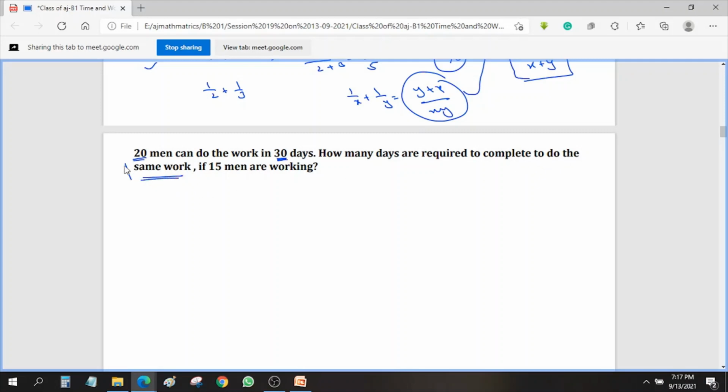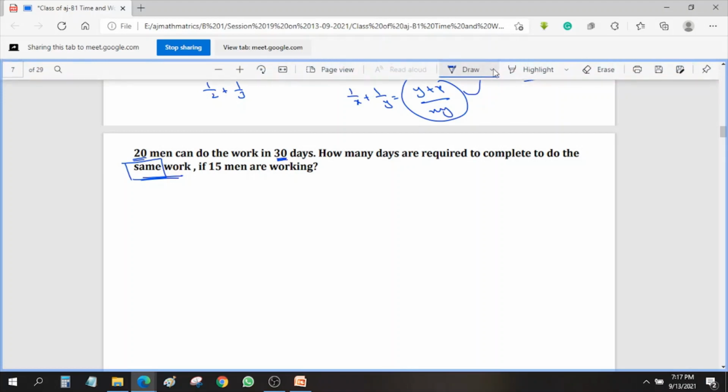Okay, when it is given as same work or when it is given as double time work or triple time work, you can just think about which formula we need to apply. So which formula we need to apply here? Now, 20 men are given, which is M1. Next, 30 days are given. 30 days are given means D1 is given.